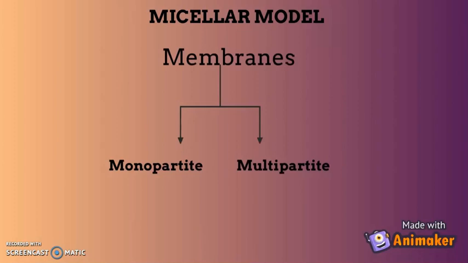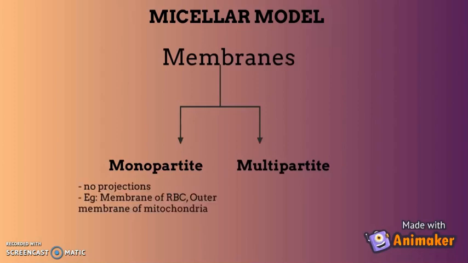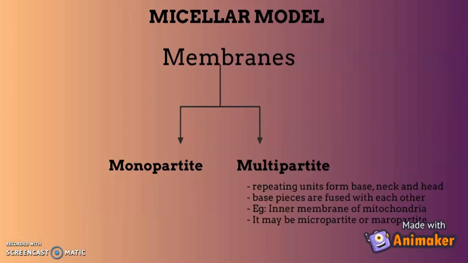Two types of membranes are distinguished: monopartite and multipartite. Monopartite membrane consists of repeating units which do not have any projections. For example, the membrane of RBCs and outer membrane of mitochondria. Multipartite consists of repeating units which form base, neck and head, and the base pieces are fused with each other. Example is inner membrane of mitochondria. It may be micropartite or macropartite.